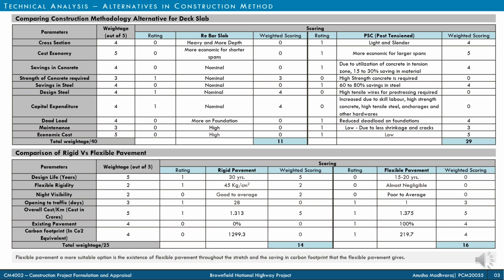Next is a comparison of rigid versus flexible pavement, which is done considering 14 parameters, out of which the scoring model was done only for 7 parameters. It can be observed that rigid pavement has higher design life, flexural rigidity, night visibility, and almost similar cost as that of flexible pavement. Yet flexible pavement is scored higher due to the advantage that the existing pavement is 100% flexible and due to the lesser amount of carbon footprint that is generated.